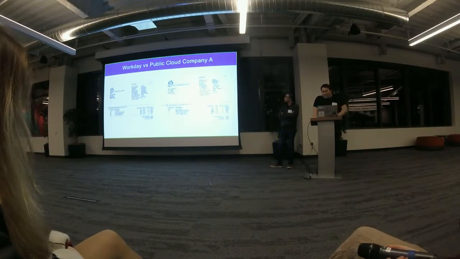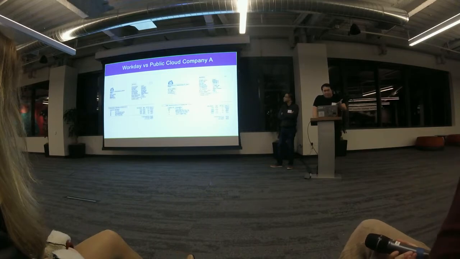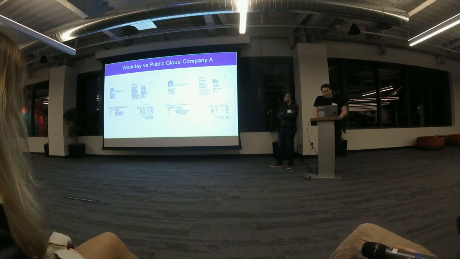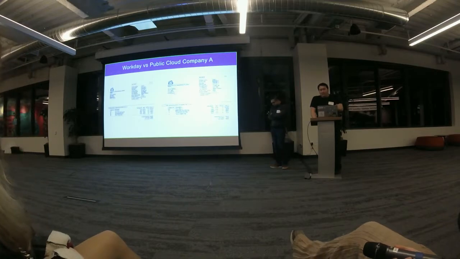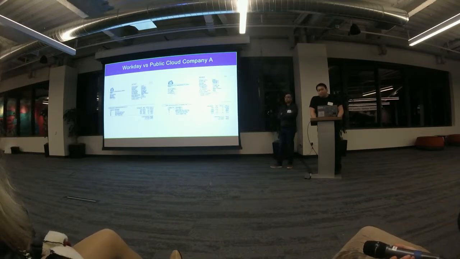So Public Cloud Company A versus, on the left is our solution, and on the right is Public Cloud Company A. As you can see, it is missing a lot of information. Many things are not getting boxed correctly.